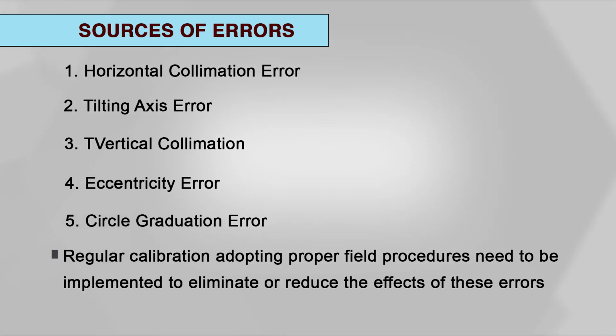Permanent adjustment in a total station before using it for observation is always required. The lack of permanent adjustment in the total station leads to horizontal collimation error, tilting axis error, compensator index error, vertical collimation error, collimation of the laser point, eccentricity error, and circle graduation error. Regular calibration adopting proper field procedure is done to eliminate or reduce the effect of these errors.